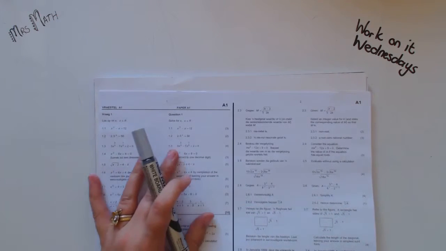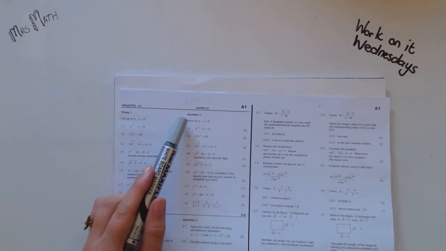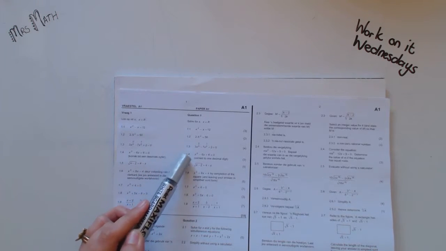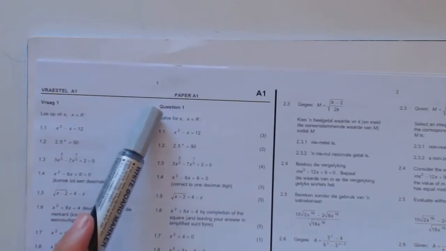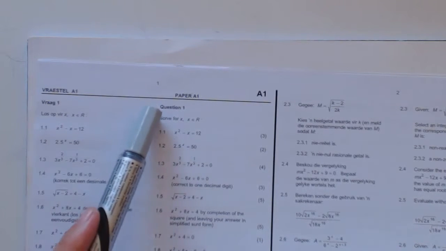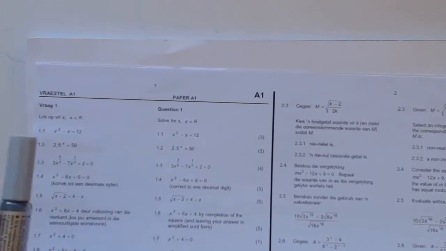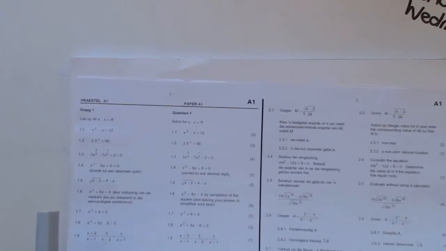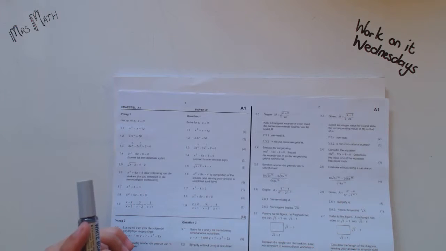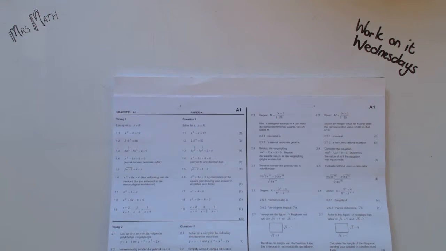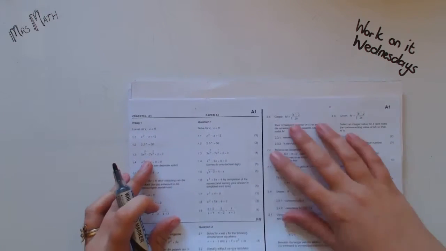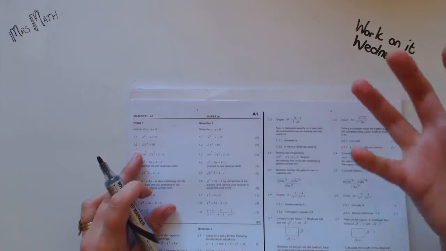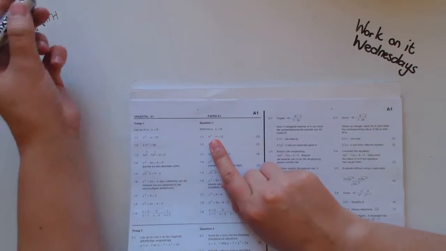So this is a grade 11 question paper, and for today's Work on It Wednesday, I'm going to work through question paper A1 in this grade 11 question paper book, number 1.1 to 1.5. And what I want you to do while we are working through these questions is please don't be lazy, sit with a pen and paper and do the questions with me. Write the questions down, do the questions with me, so that you also get the benefit of doing the exercise yourself.